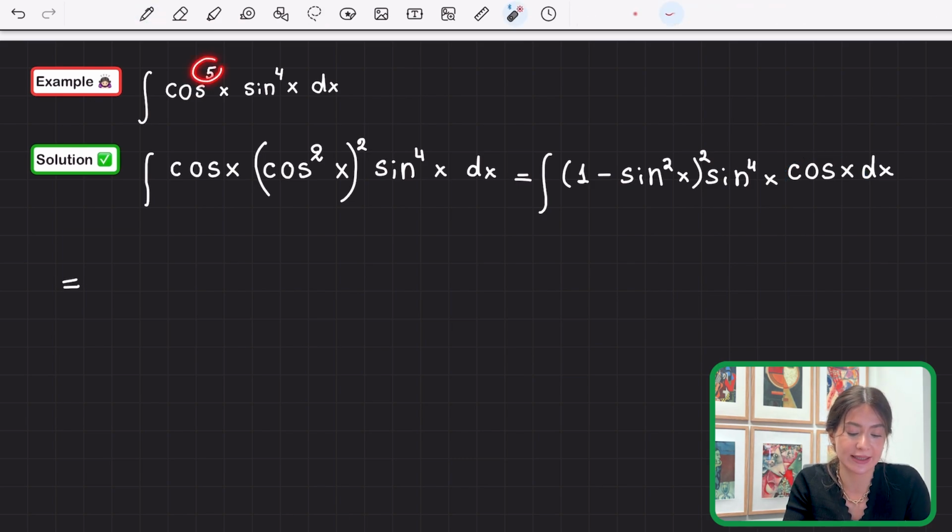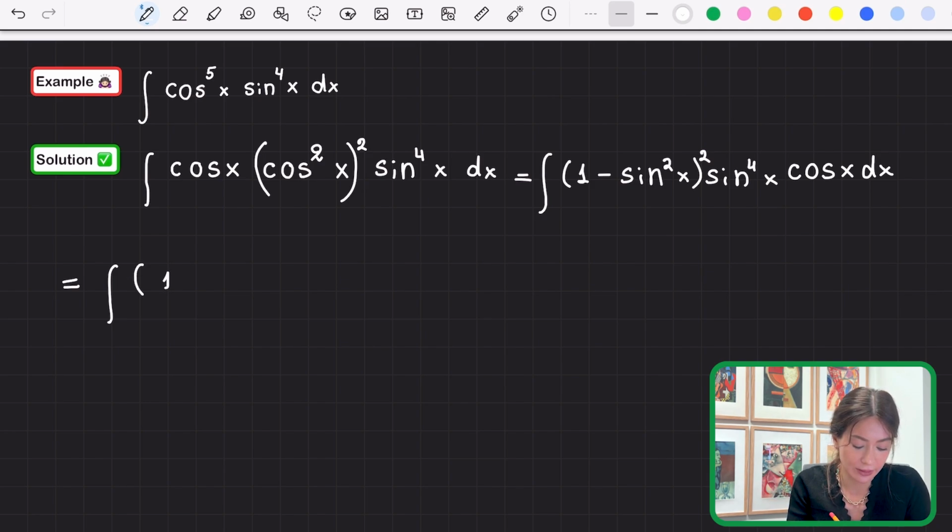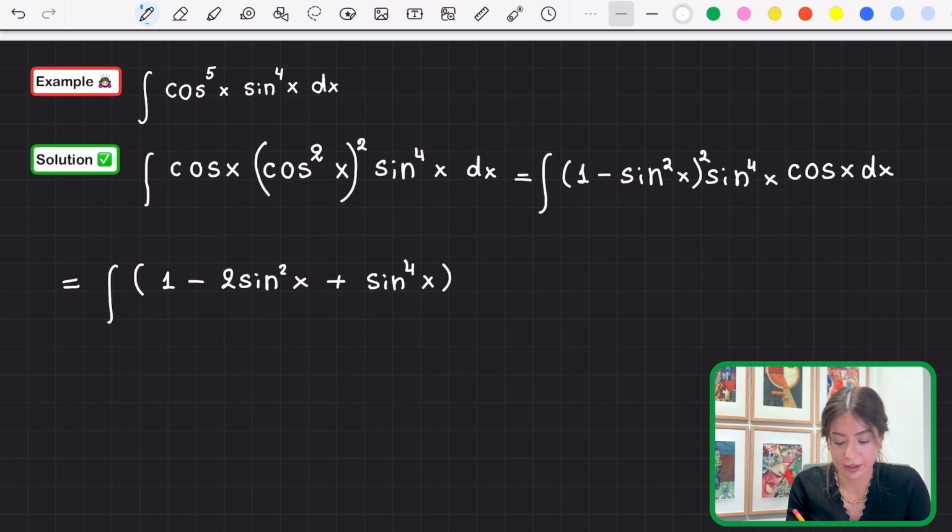The reason why I'm doing this example as well is because there's this little thing here that in the previous example, we just had this expression and we multiplied it through. Here, we can't. First, we need to square this. We need to expand it and do the binomial, and then we're going to multiply it through. So here, 1 minus 2 sine squared x plus sine raised to the 4th x, and then now I'm going to multiply it through.